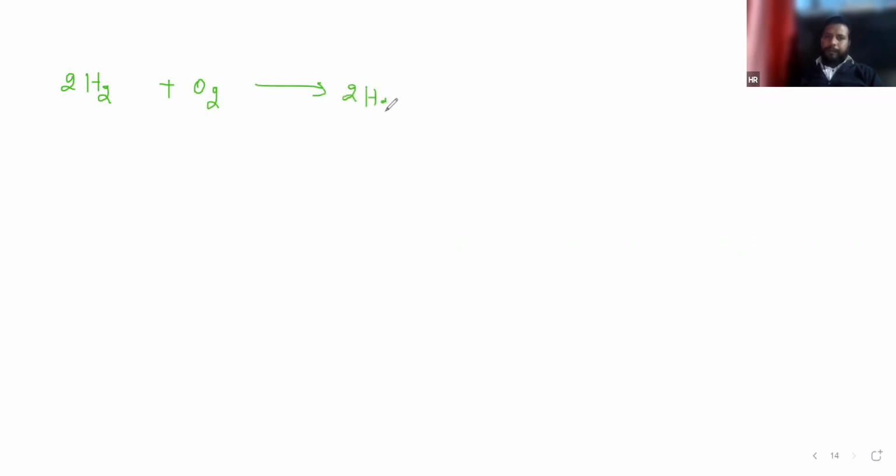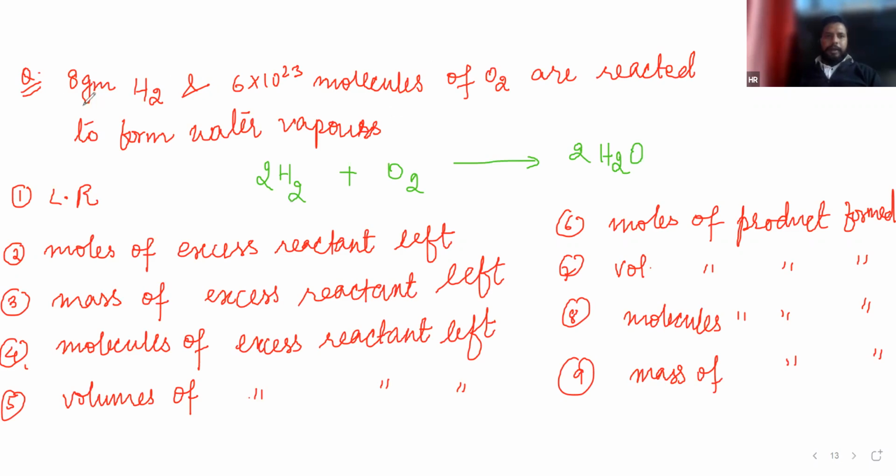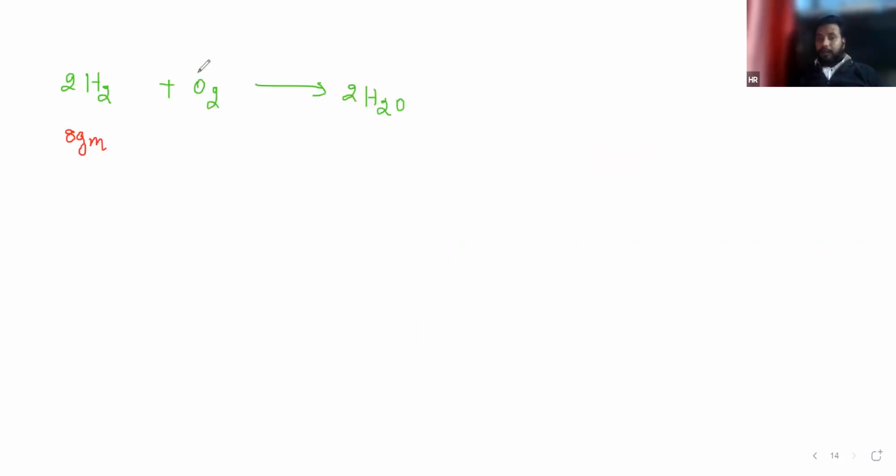Now concentrate here. Here 8 gram of H2 is given, and for O2 it is given 6 into 10 raised to the power 23 molecules. Now you cannot calculate from this which one is LR and which one is not, but we can easily calculate by calculating the number of moles.